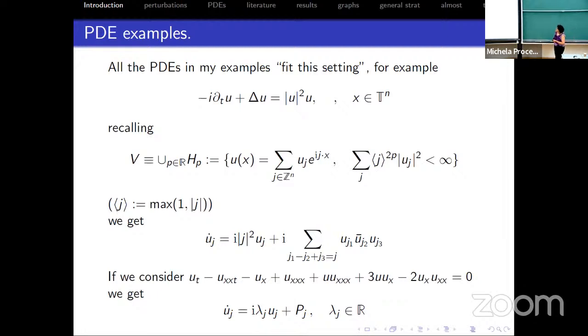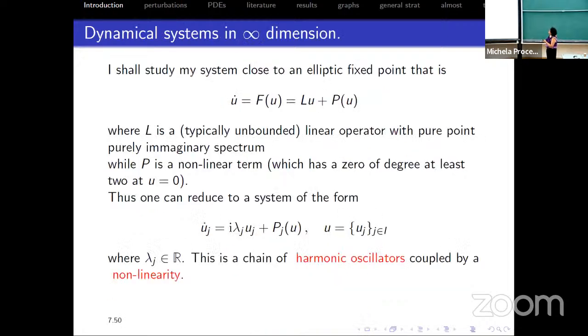So this is the only difference, but formally it's exactly the same thing. So what does this mean? This means that essentially you can consider a model which is u dot equals some nonlinear functional. The linear part will be some unbounded linear operator with pure point and purely imaginary spectrum. And then I have a nonlinearity.